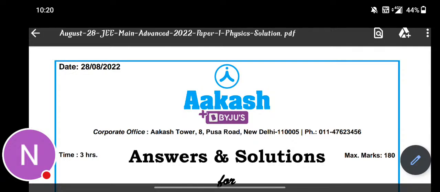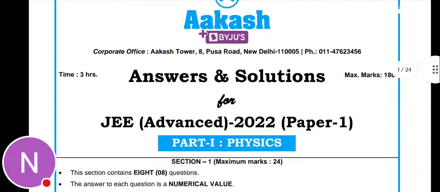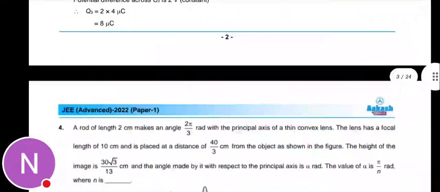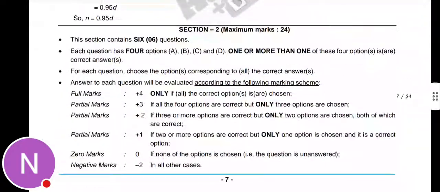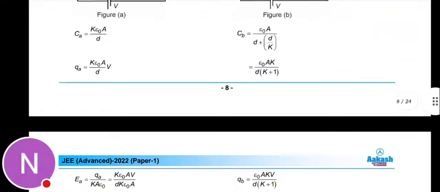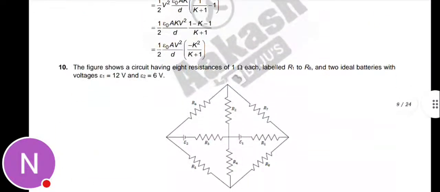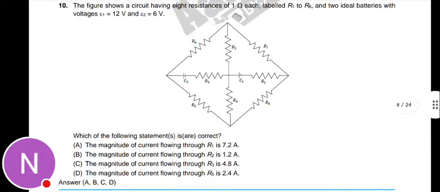In today's video I am going to explain the JEE Advanced 2022 Paper 1 questions, that is physics. Let us solve it. In my last video I solved 9 questions. The 9th question we have solved in my last video, so let us start from the 10th question now.